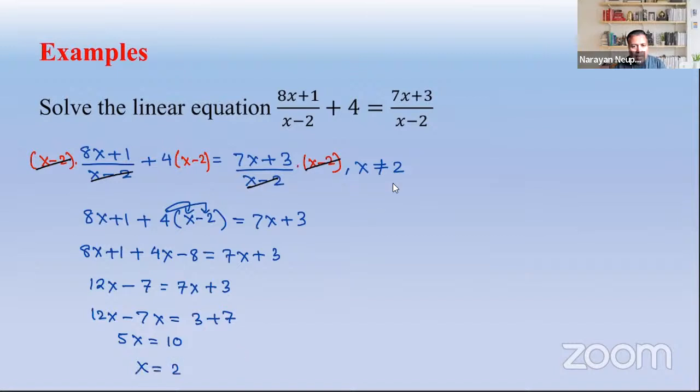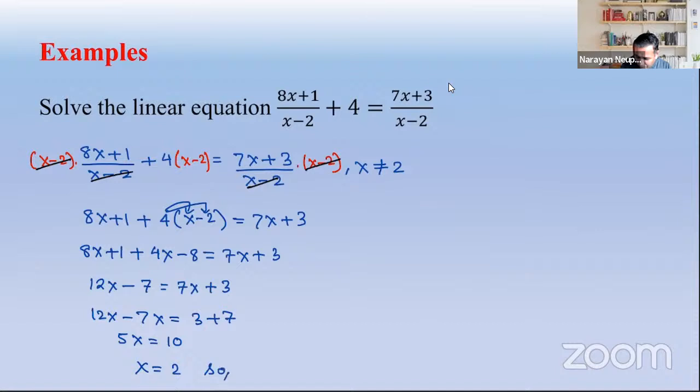But what we already said here is x equal to 2 is not the solution to this equation. If we get anything other than that, that would be the solution. We got x equal to 2. And if we plug in 2 here, the denominator will be 0, and you cannot have 0 in the denominator. So meaning of that is, we were restricting 2, and we got the value of x as 2 by solving the equation. So meaning of that is, this equation has no solution.